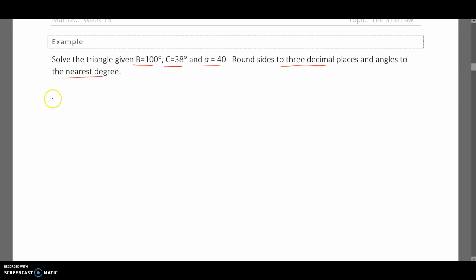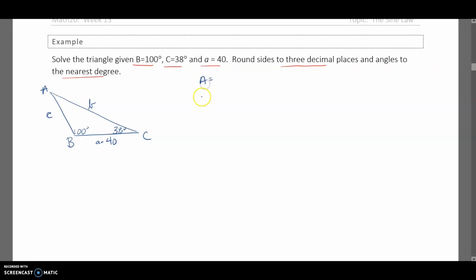For any of these questions, you should start with a sketch. I'll draw angle B. I know it's 100 degrees. Then I'll make my triangle. I can label angles A and C. C is 38 degrees, and side A across from angle A is 40. Here's side B, here's side C.